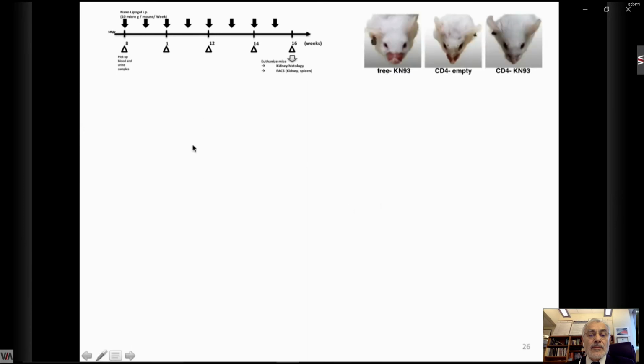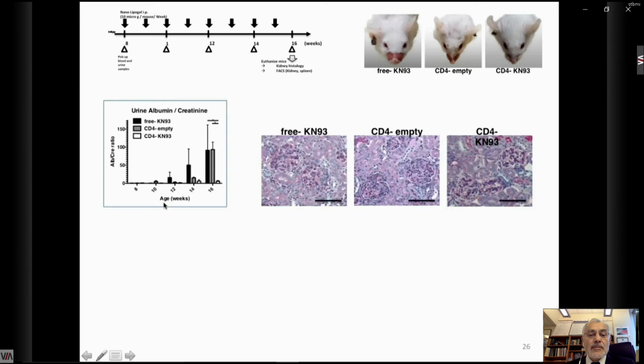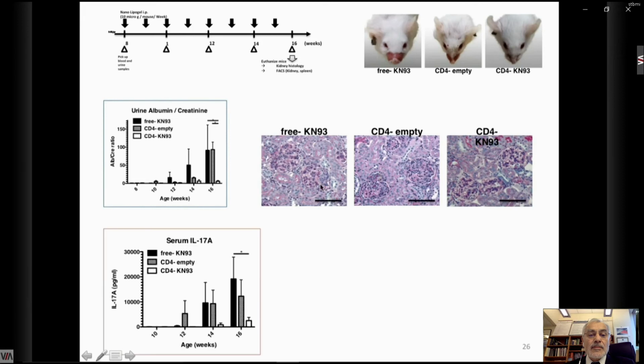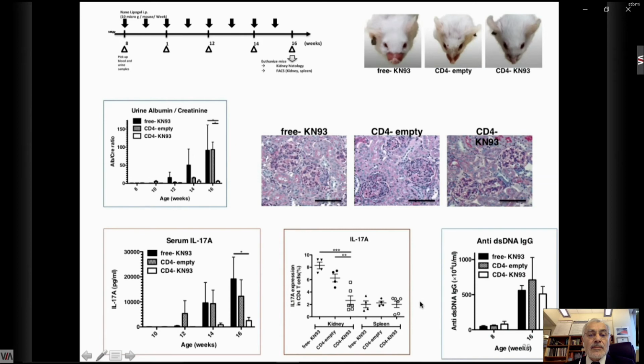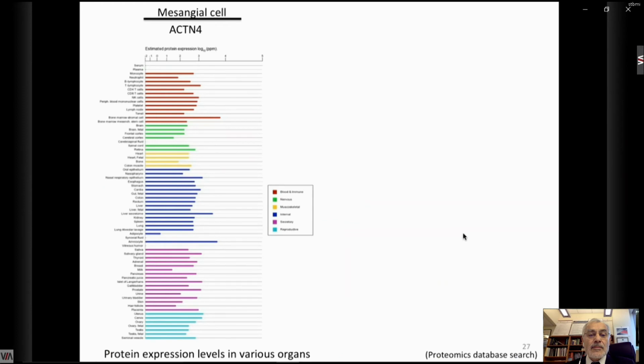We repeated this experiment with a slightly different design in MRL-LPR mice. The design is here. You see the mice that received nanolipogels loaded with K93 and tagged with CD4 antibody had significantly less skin disease. Proteinuria was significantly decreased, as shown here, and so was the histological picture. The levels of IL-17 in the sera were decreased significantly, and so were the number of IL-17 producing cells that infiltrated the kidney. We did not record any changes in the spleen, and also we did not record any changes in the levels of anti-DNA antibody production.